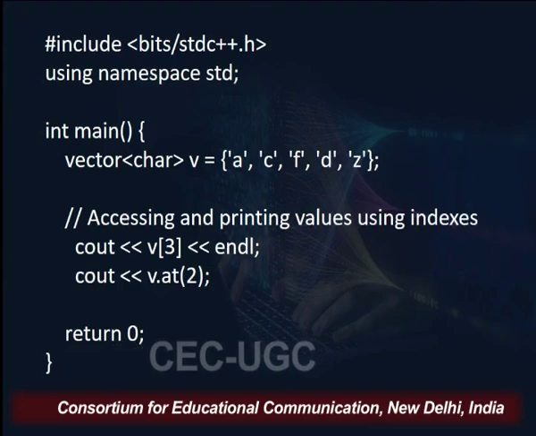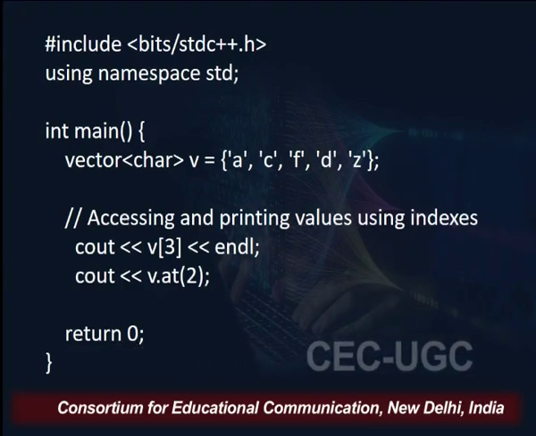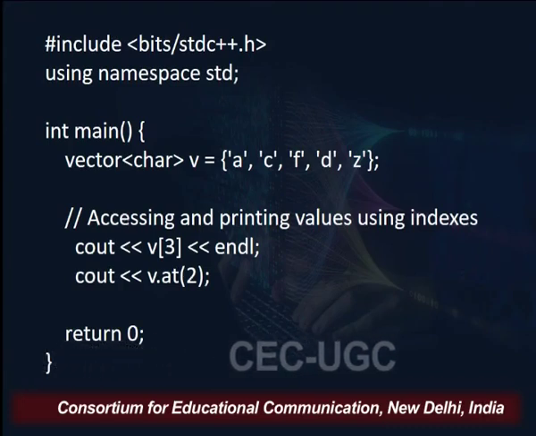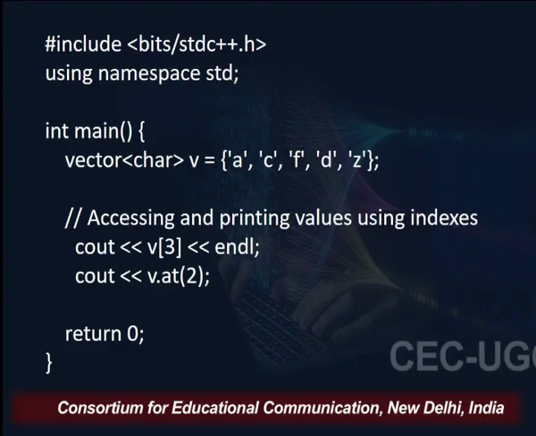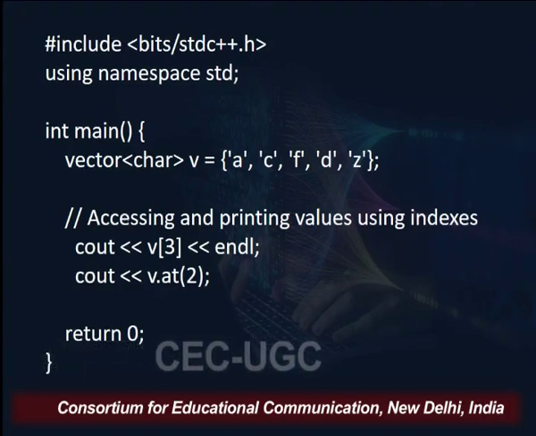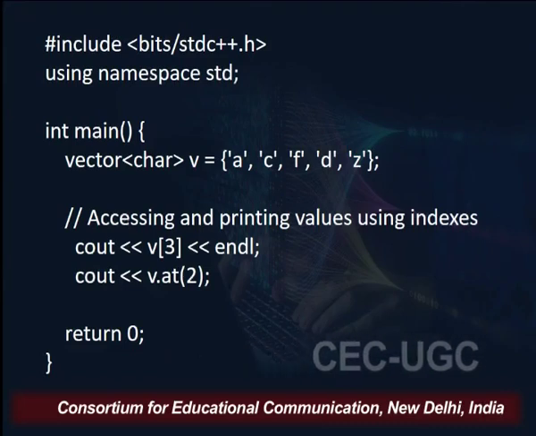So we have int main and all the standard C++ headers and using namespace std, which you all are aware of. So I am just coming to the definition of the vector. A character vector named V has been created, which has 5 characters: A, C, F, D and Z.